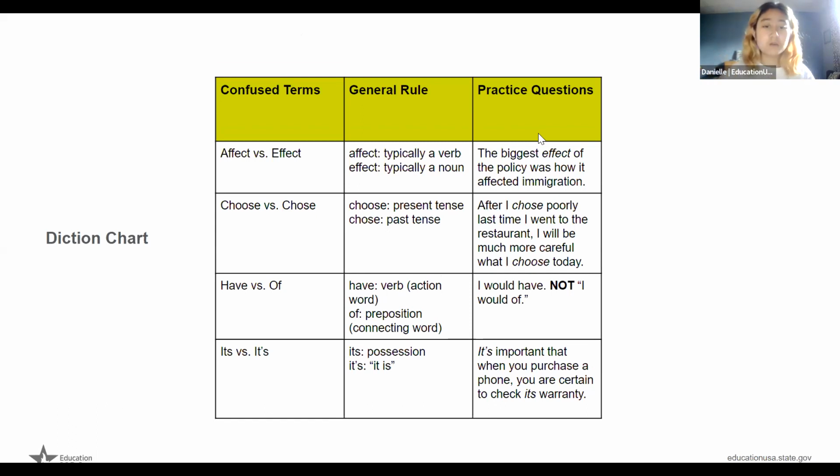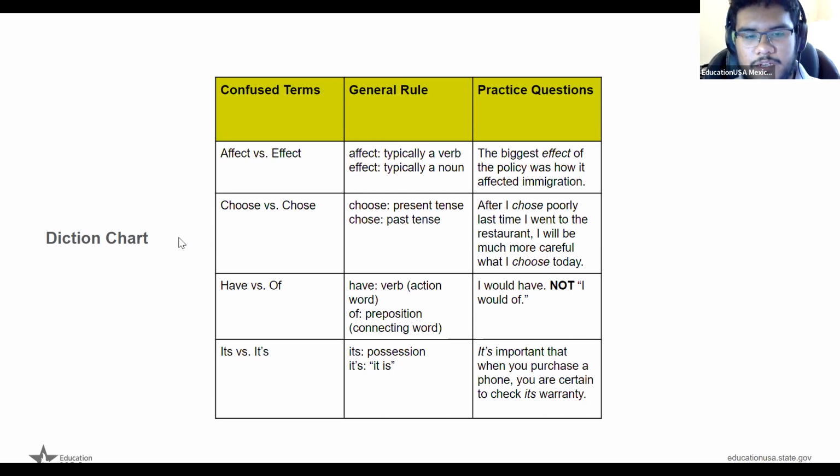George, you want to do the other two? Sure thing. So the next two we have here, funny because we have the confused terms have versus of. Because what tends to happen is here, have is a verb. Clearly, it's an action word. It also can act as an auxiliary, like we've established during the perfect tenses.